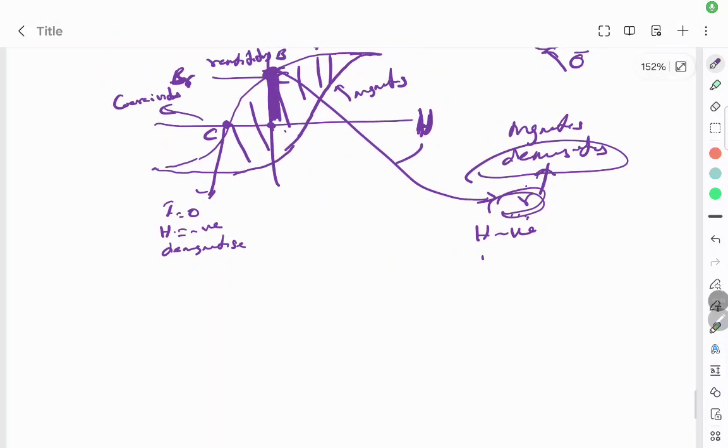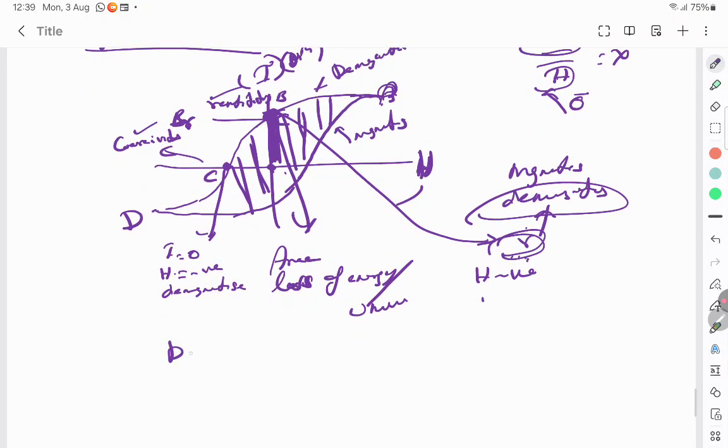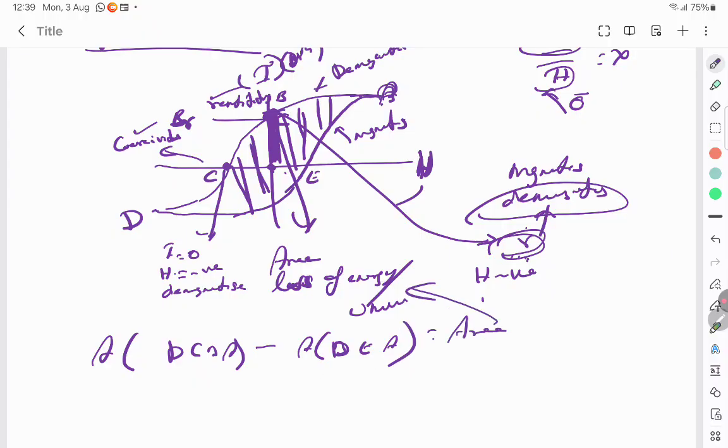Now some left out points. So you understood what is retentivity, what is coercivity, and you also know the area under this loop gives you the loss of energy per unit volume. Suppose let's call this dA. What is this area under the loop? It is the area under dCBA minus, let's call this E, minus the area under DEA. This upper area minus lower area, which you normally do by integration, you will get the area of the graph, which is loss of energy per unit volume.